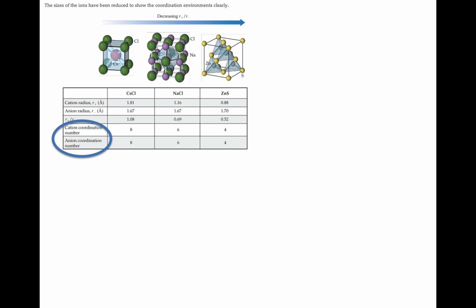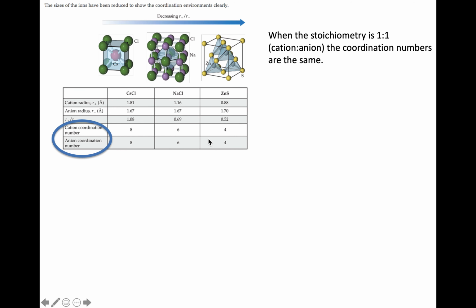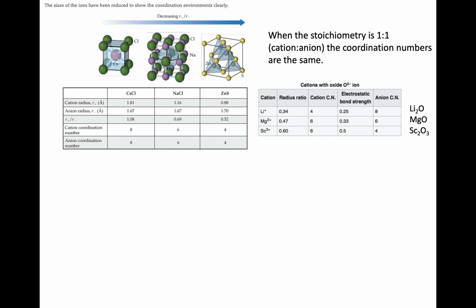It looks like I see examples where the coordination number might be 8 for both, 6 for both, 4 for both. So one thing that it appears here is that when the stoichiometry is 1 to 1, cation to anion, same number of cations, same number of anions in the empirical formula, the coordination numbers appear to be the same. Now we know there's ionic compounds where the ratio is not 1 to 1, so let's look at those.